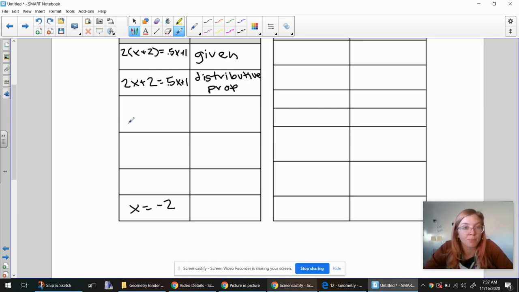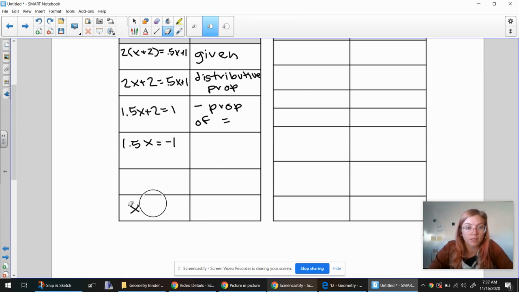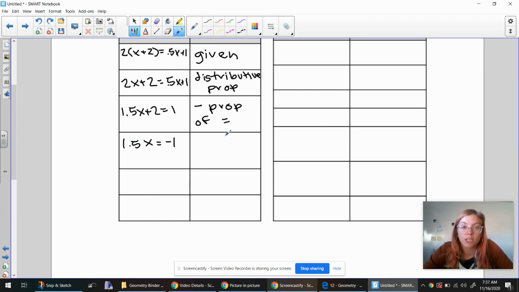After that, I'm going to subtract 0.5x from both sides. So 1.5x plus 2 equals 1. So that's the subtraction property of equality. Next, I'm going to subtract 2 from both sides. So 1.5x equals negative 1. So that is going to also be the subtraction property of equality. Then I'm going to divide both sides by 1.5.